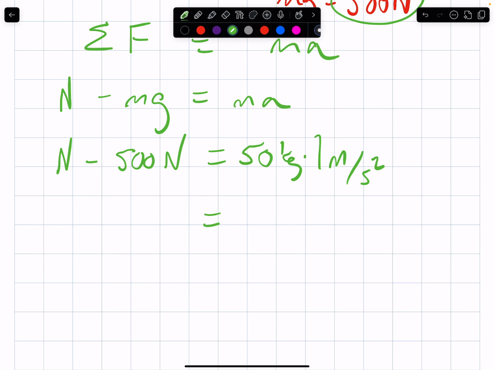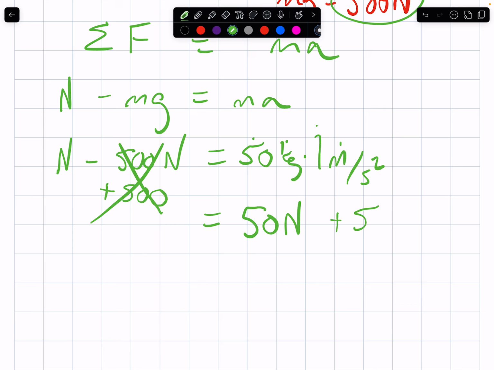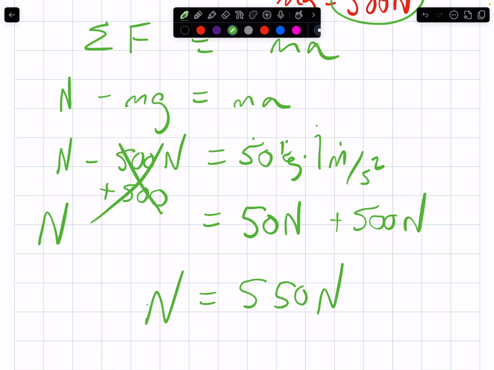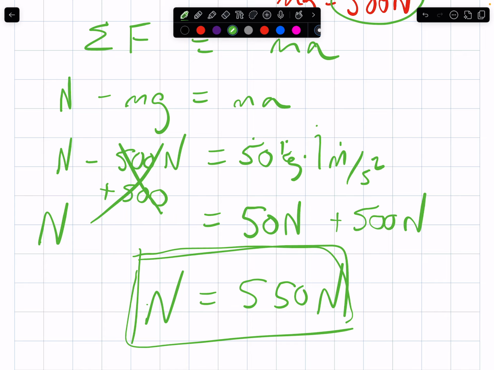So 50 times 1 is 50, and a kilogram times a meter per second squared is a newton. I'm also going to add 500 to both sides to get rid of that. And so I've got N is equal to 50 plus 500 newtons. So N is equal to 550 newtons. Problem done. In other words, you actually feel heavier when that elevator is accelerating, when it's lifting up off the ground.